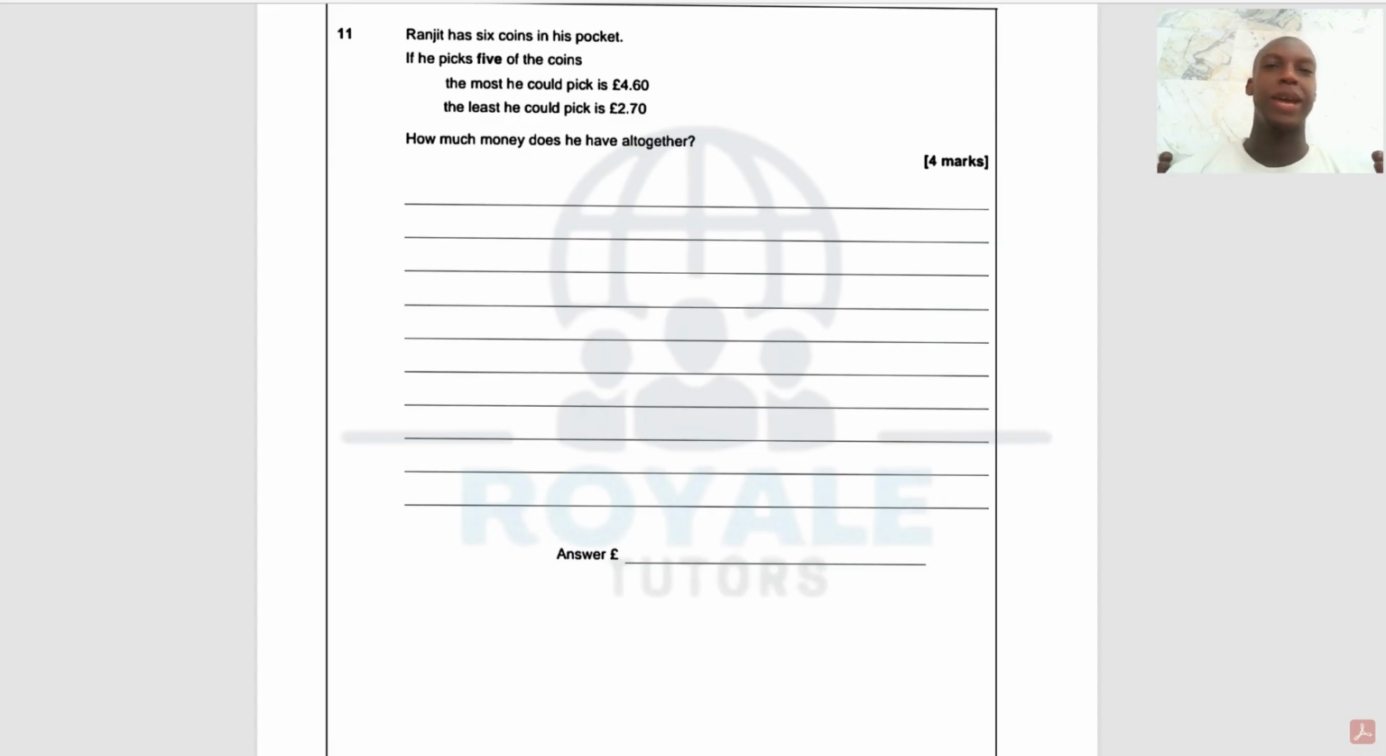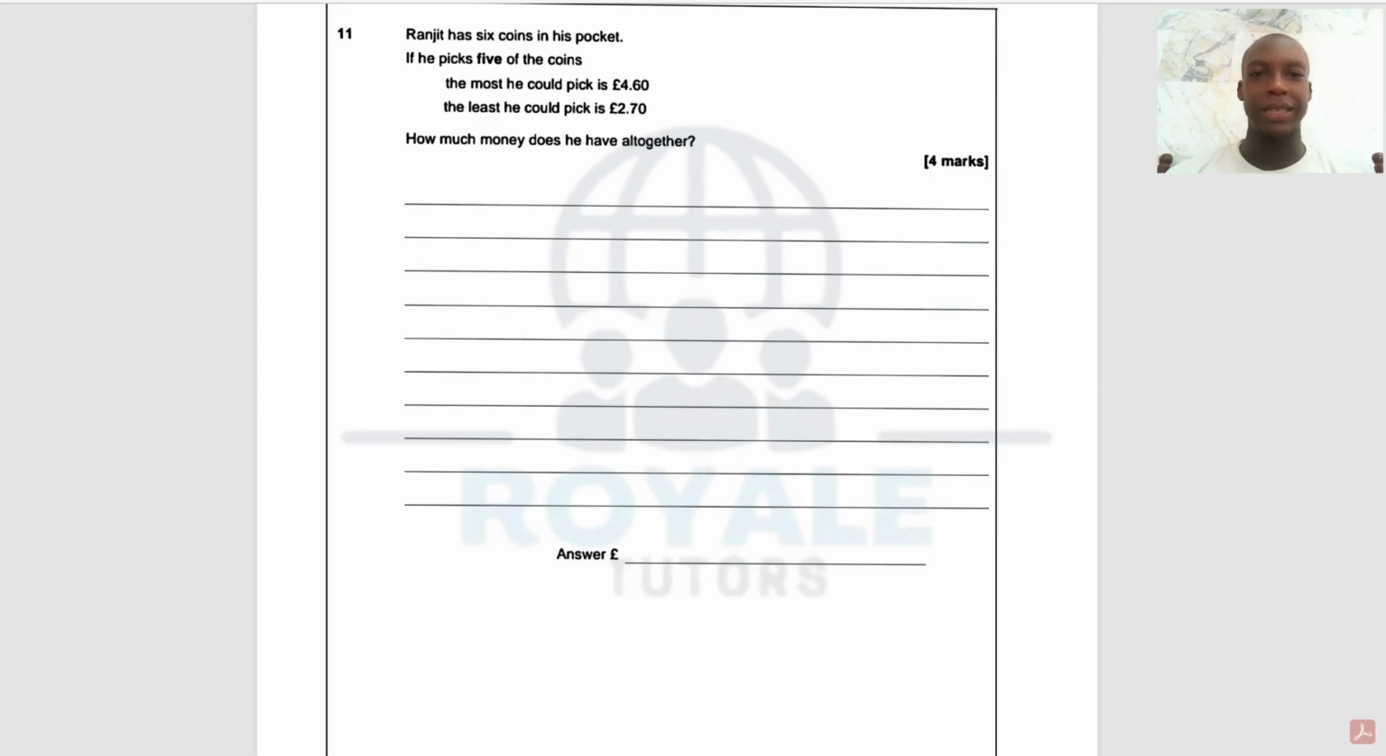For the first question that we have here, we have that Ranjit has 6 coins in his pocket. If he picks 5 of the coins, the most he could pick is £4.60. And if he picks 5 coins rather, the least he could pick is £2.70. How much money does he have altogether? So we have to think about this deeply before we delve into solving this particular question.